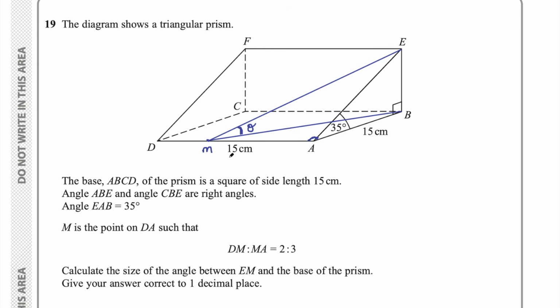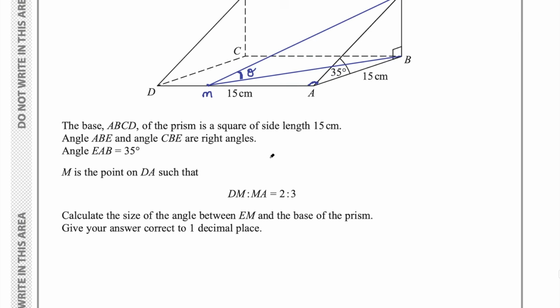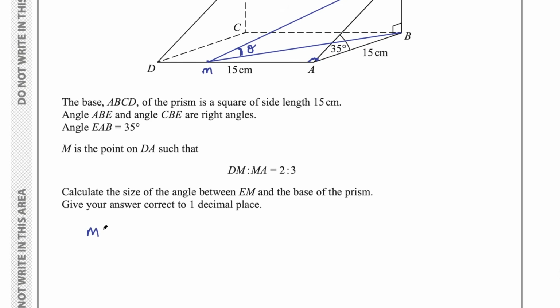But I have the length AB, which is 15. I want the length MA. Well, if it's 3 parts of 5 parts and the total length is 15, I can work out MA. So in other words, MA is 3/5 of 15 centimeters. So 15 divided by 5 is 3, times 3 is 9 centimeters. Okay, so that's using this ratio 2 to 3. So MA is 9 centimeters.